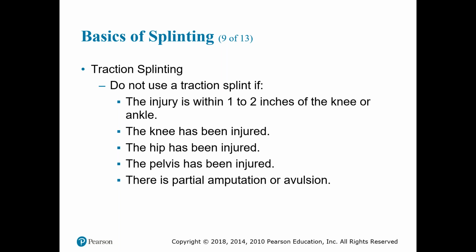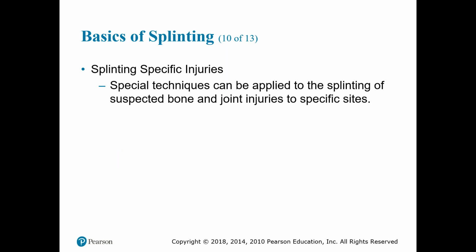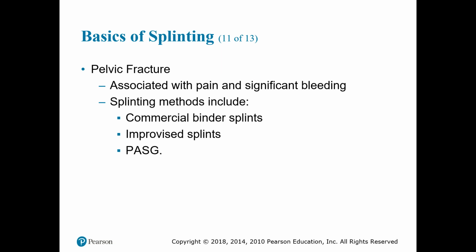Some contraindications for splinting if an injury is within 1 to 2 inches of the knee or the ankle. Knee has been injured, hips injured, pelvis, or there is an open fracture. So those are all contraindications. Specific traction splinting are going to be done on the femur fracture.